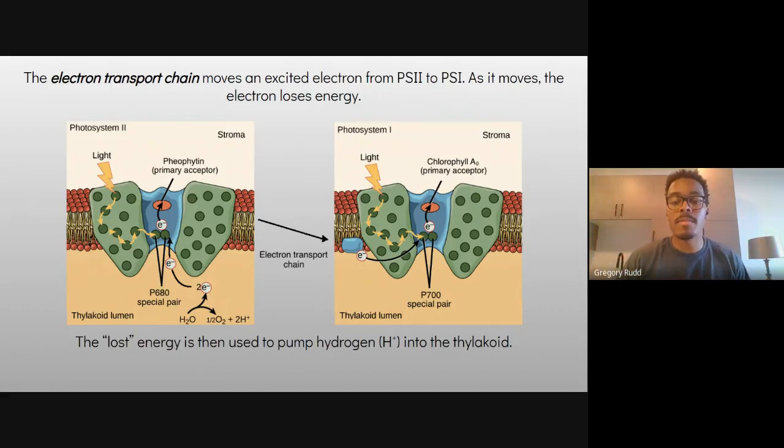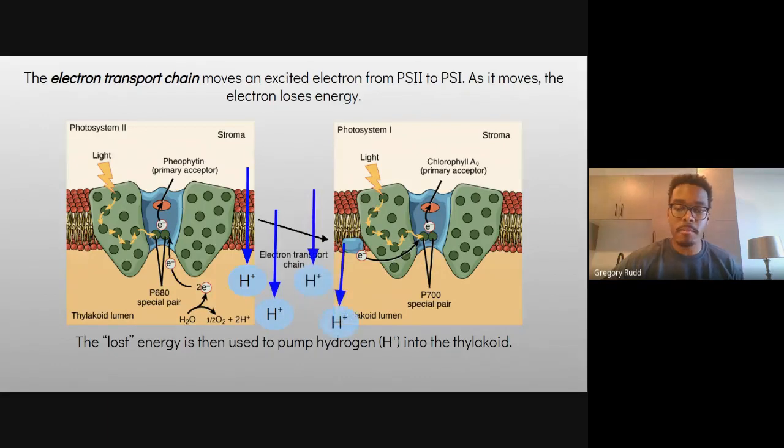It's going to be put to use. It has a purpose. And that purpose is that we're going to pump hydrogen into the cell. So hydrogen from the outside, not into the cell, but into the thylakoid. Hydrogen from the outside environment, the stroma, is going to be pumped into the lumen. So from outside, inside, we're pumping it in.